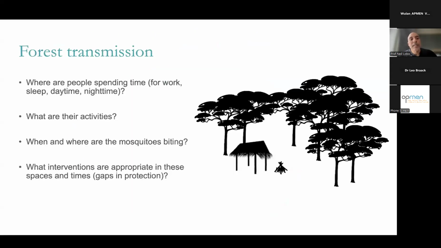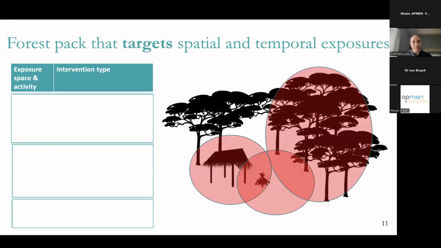So we wanted to see in this forest transmission system, what people were doing, where they were doing it, when they were doing it. And at the same time, we wanted to see what mosquitoes were doing and how do we overlap an appropriate intervention in those spaces and times, right? I hope that makes sense. So here's what we did. What we realized that there were three main areas where people were functioning.